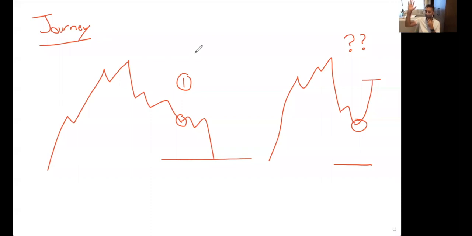How many of you guys can agree so far? It almost feels, what's the point? It's not worth it. I'm wasting time. Increase the lot size.